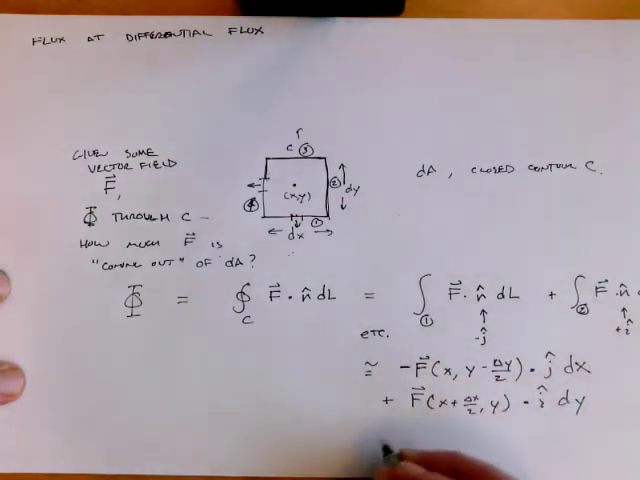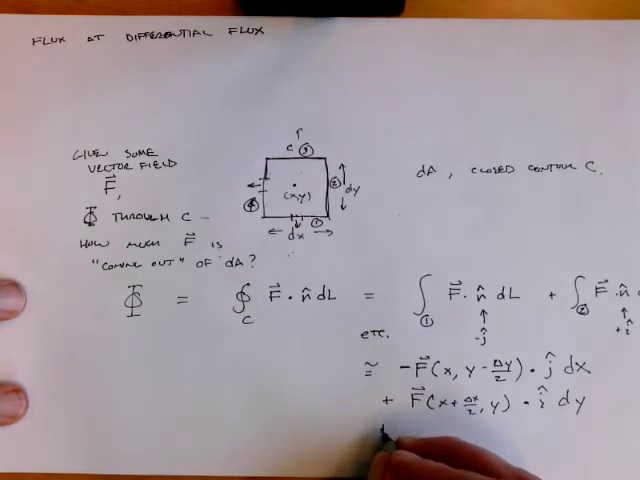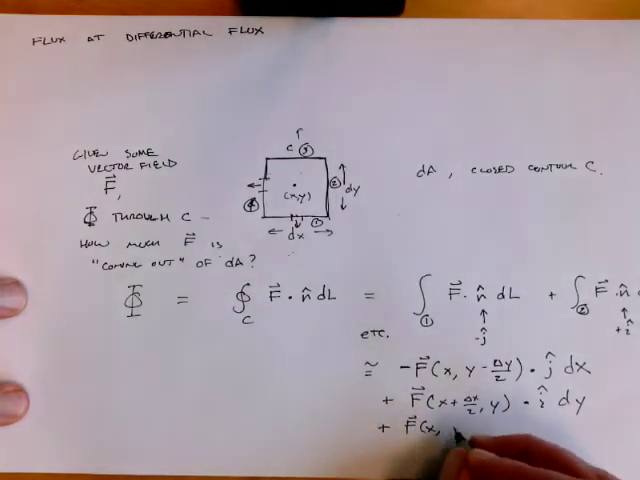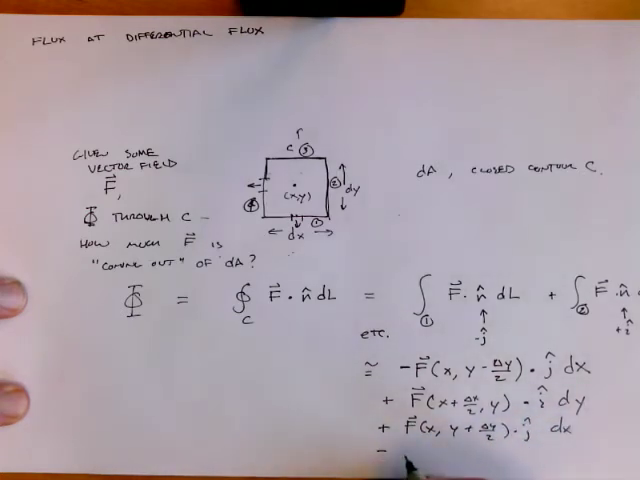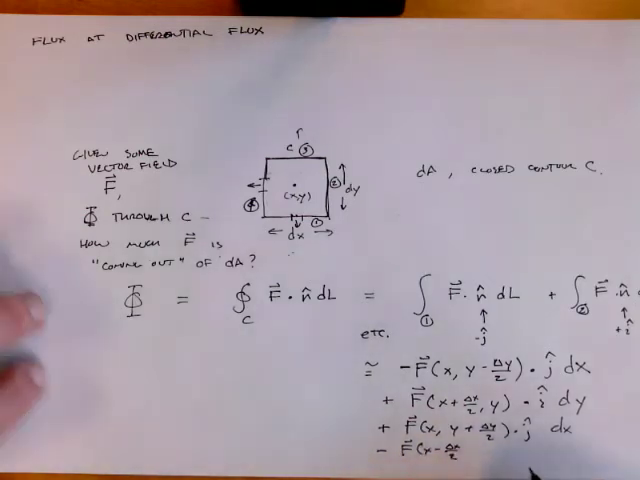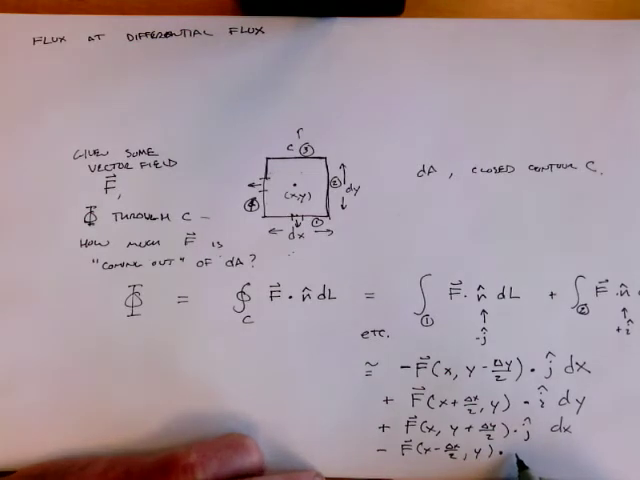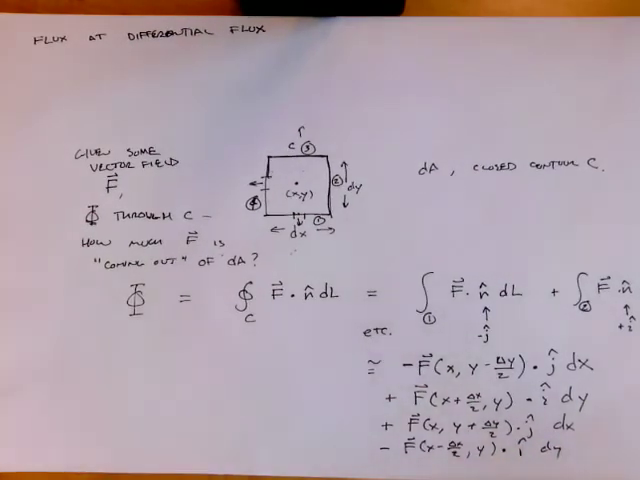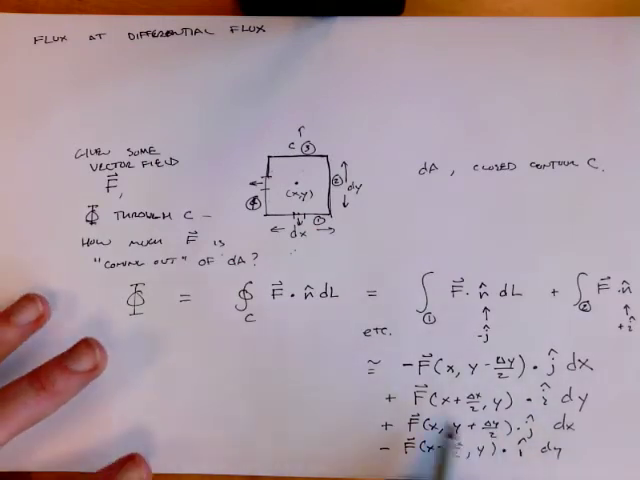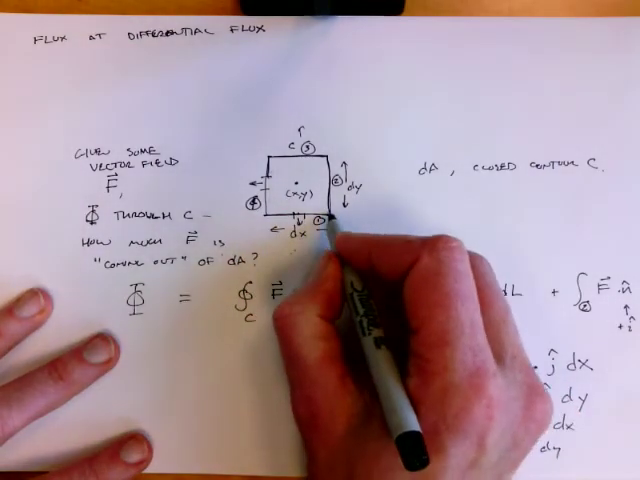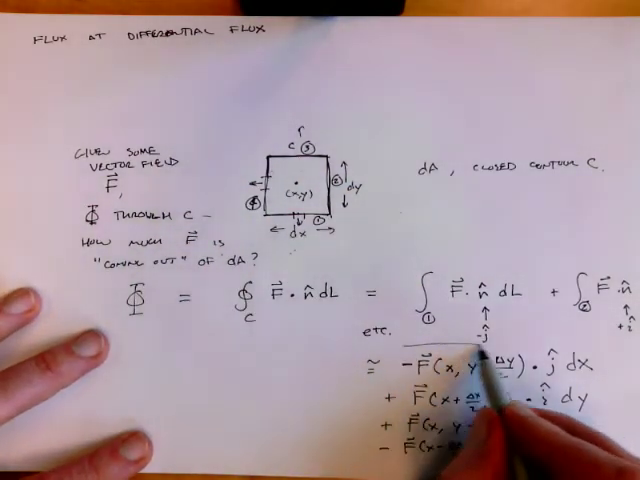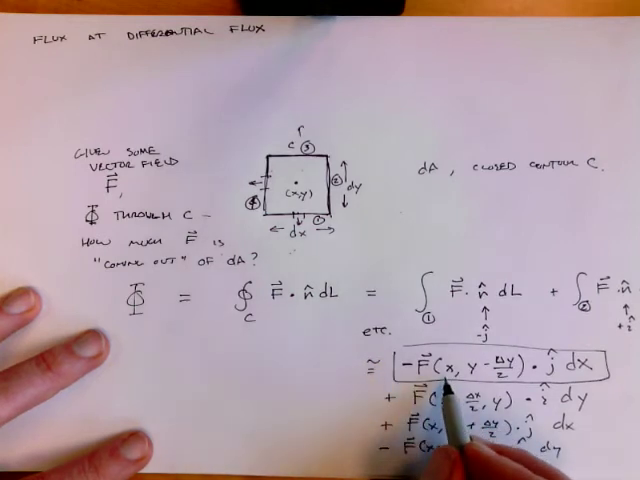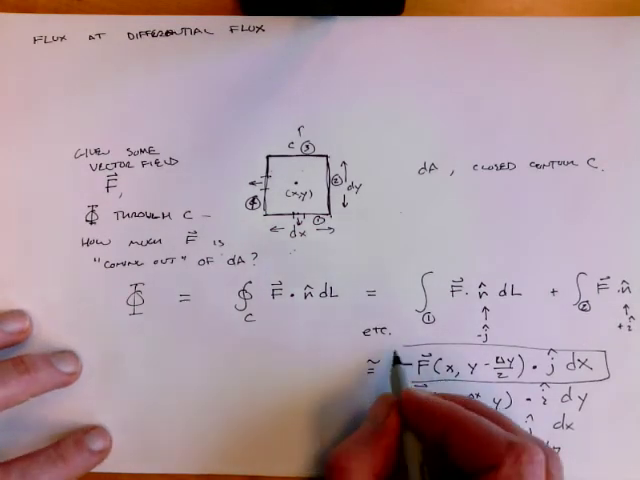dy, right? And then I will get a plus the vector at x comma y plus delta y over 2 dot j hat dx, and then finally a minus the vector at x minus delta x over 2 y dot i hat dy. Okay? So all I'm doing is just saying how much flux is coming out of this chunk, how much is coming out of this chunk, how much is out of this chunk, and how much is out of this chunk.